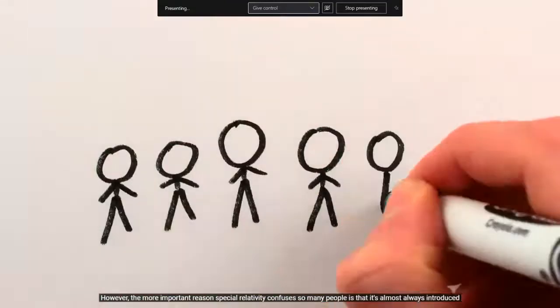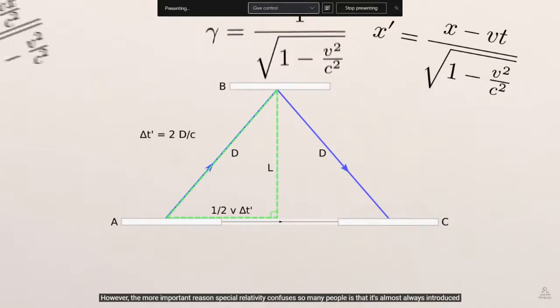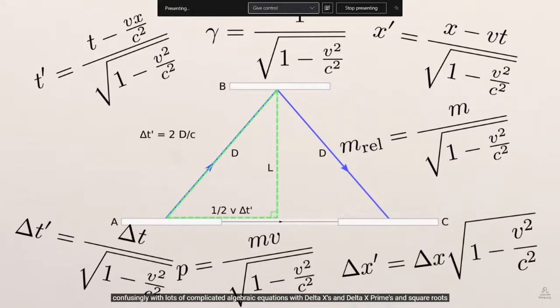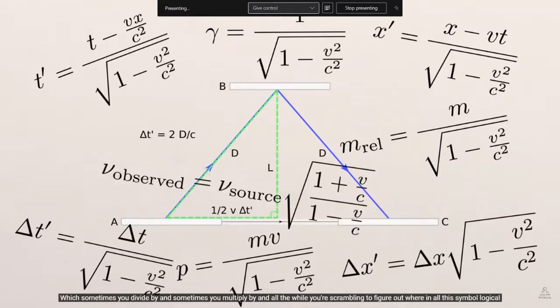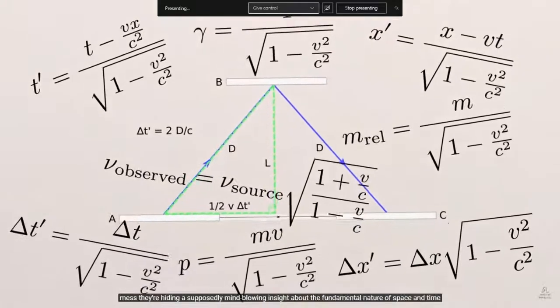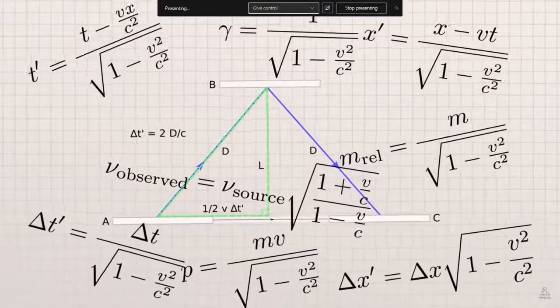However, the more important reason special relativity confuses so many people is that it's almost always introduced confusingly, with lots of complicated algebraic equations with delta x's and delta x primes and square roots, which sometimes you divide by and sometimes you multiply by, and all the while you're scrambling to figure out where in all this symbological mess is there hiding a supposedly mind-blowing insight about the fundamental nature of space and time.